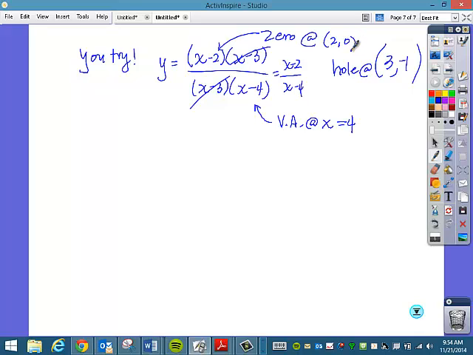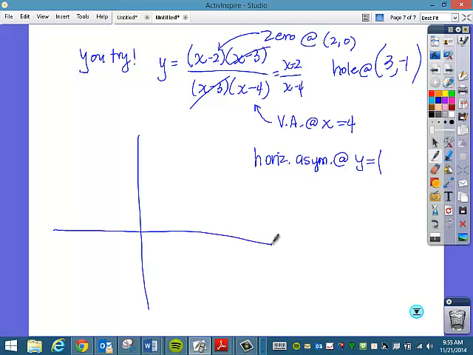The degree of my numerator is the same as the degree of my denominator, so my horizontal asymptote is at y equals the ratio of the leading coefficients, which is 1 over 1, which is 1. So I go graph this. I'm going to start with my vertical asymptote at 4, my horizontal asymptote at 1.